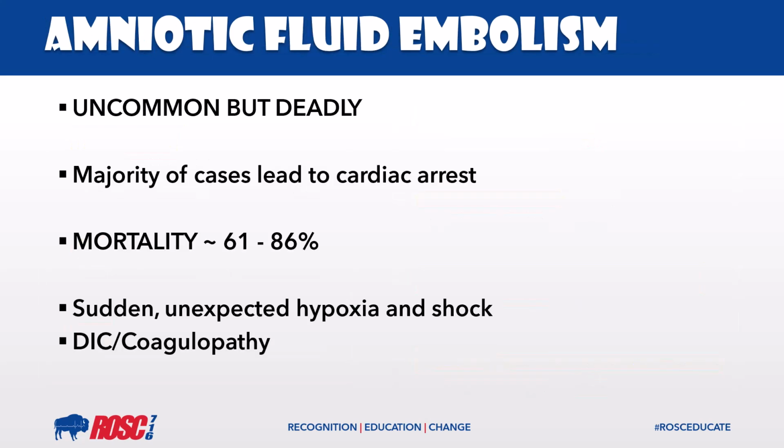Now let's move on to amniotic fluid embolism. These are uncommon, but they're very deadly. The majority of the cases lead to cardiac arrest, and the mortality is awful. Of the folks that do survive, there's a high incidence of neurological impairment. It's seen in the presence of sudden, unexpected hypoxia and shock, and my differential immediately goes to amniotic fluid embolism or a massive high-risk PE. What divides this differential? The presence of coagulopathy/DIC should push you right to amniotic fluid embolism.